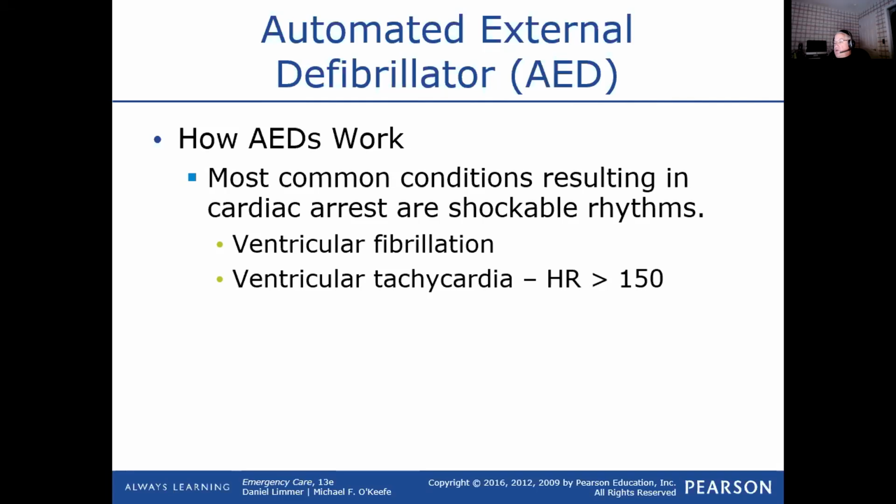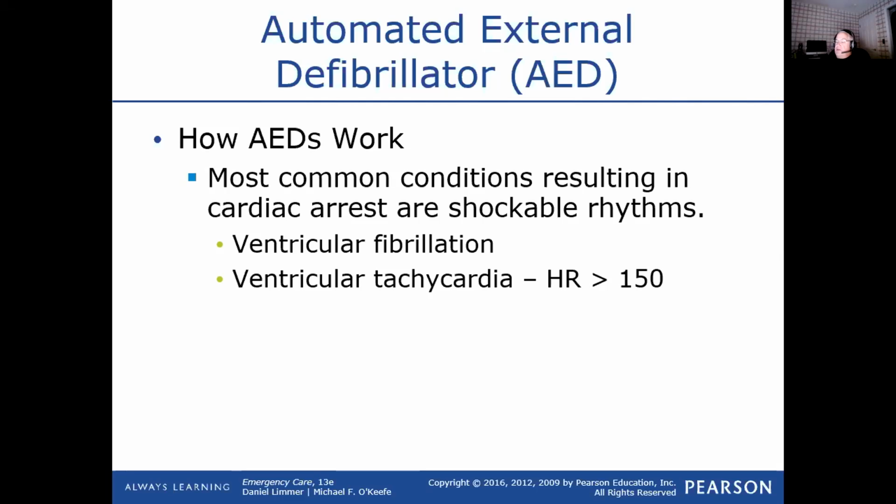And again, the only two rhythms, okay, that it will shock are VFib and ventricular tachycardia at a rate of 150. The reason they would say to shock VTAC at 150, okay, without a pulse is that it's a dead patient in a fast rhythm, and VFib is a dead patient in an out of control rhythm. So either way, you want to stop the rhythm, and the way you stop the rhythm is by putting electricity through the heart and resetting the heart.